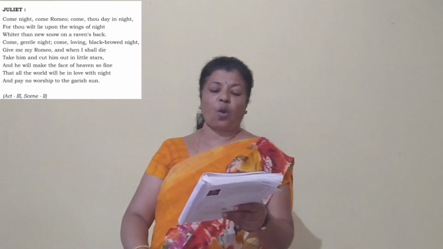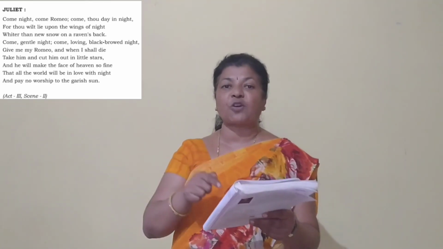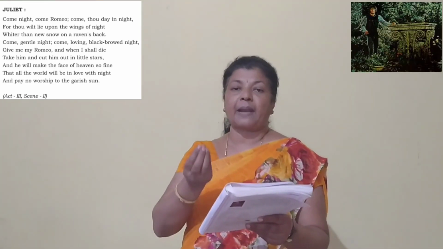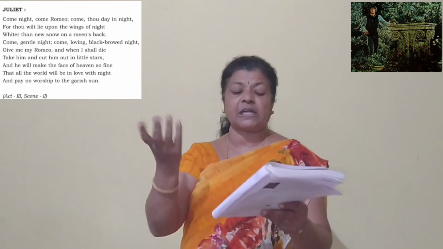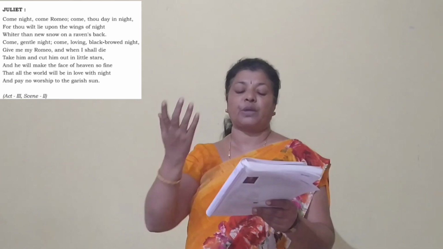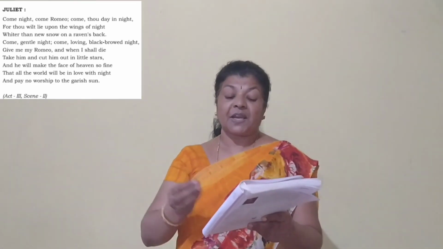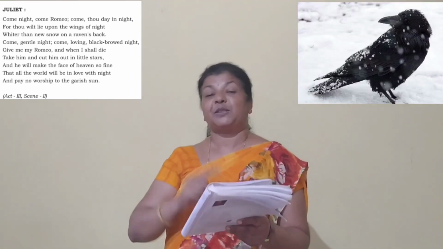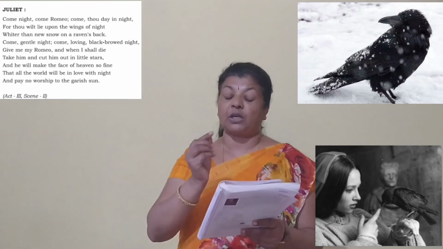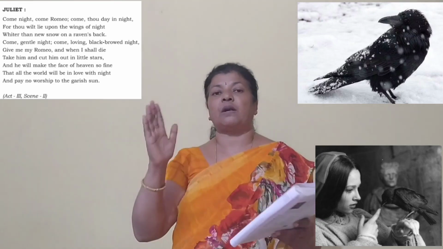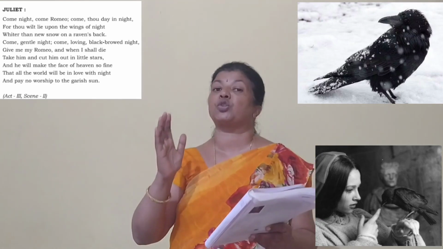For thou wilt lie upon the wings of night. Again, here personification. Night has been personified here. She's telling that on the wings of night, even in that midnight, in the darkness of the night, you can light up, you can make the entire world bright. You can be seen easily even in that night. Next, here again, whiter than the snow on a raven's back. She's describing the beauty of Romeo as whiter than new snow on a raven's back. A raven is a larger kind of bird which belongs to the crow family.